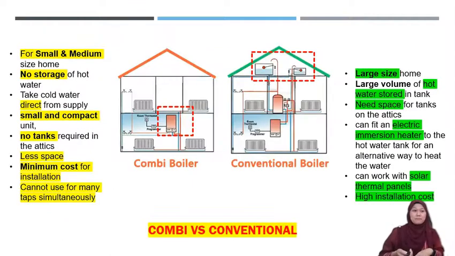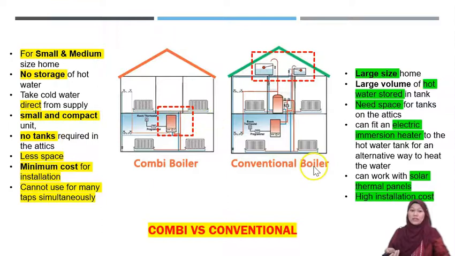Okay, these are the Combi we looked at just now and the conventional boiler. Obviously for conventional we have two tanks and a cylinder here, but for Combi there's no tank and no cylinder, just the boiler itself. Okay, good for small home, no storage of hot water. The water supply is direct, small and compact, no tank required, minimum cost.